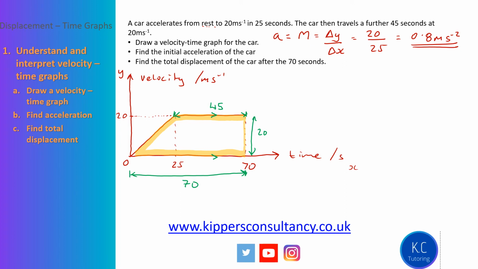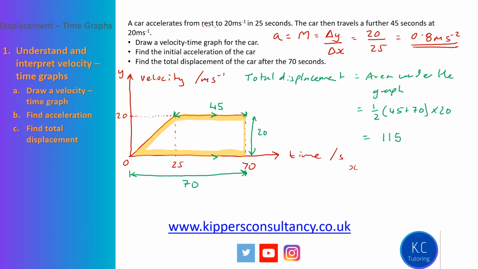So the total displacement is equal to the area under the graph, which is equal to the area of the trapezium. And the area of the trapezium formula is the average of the parallel sides. So that's a half times 45 plus 70, times the perpendicular height, which in this case is times the 20, which represents the velocity of 20 meters per second. And this value is 1,150 meters.